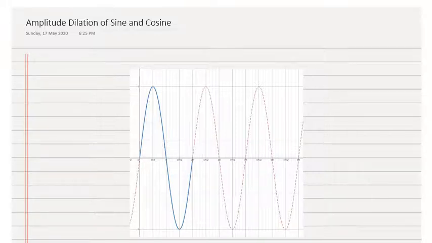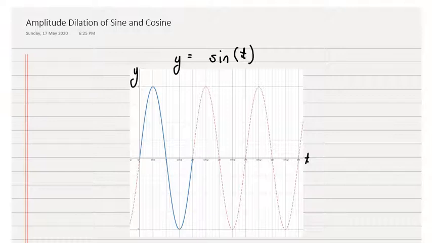In this video, we're going to talk about a concept called amplitude dilation of the sine and cosine functions. So consider the graph that is shown down here. What we've got here is what appears to be an output of a sine function. So we could write this as something like y equals sine of t. On the horizontal axis we would say that is t, and this vertical axis we would say that is y.